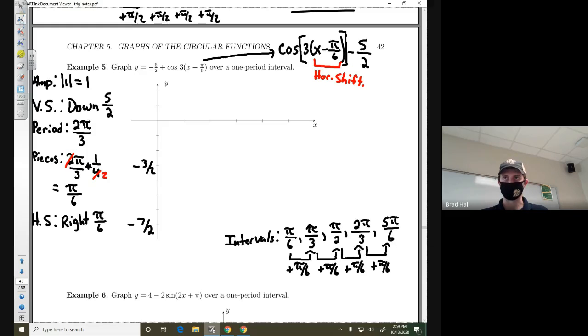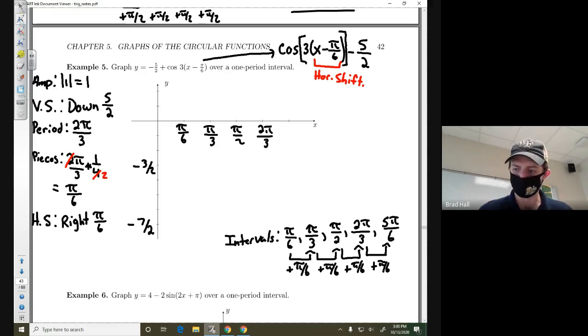Does everyone see where these numbers are coming from? 1/6 plus 1/6 is 2/6, which is 1/3. 1/3 plus 1/6 is 3/6, which is 1/2, and so on. So we know what to put as our interval values. 2 pi/3, 5 pi/6.